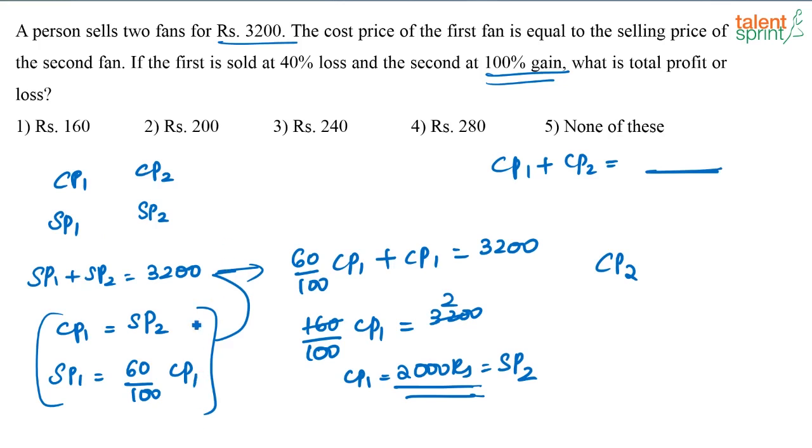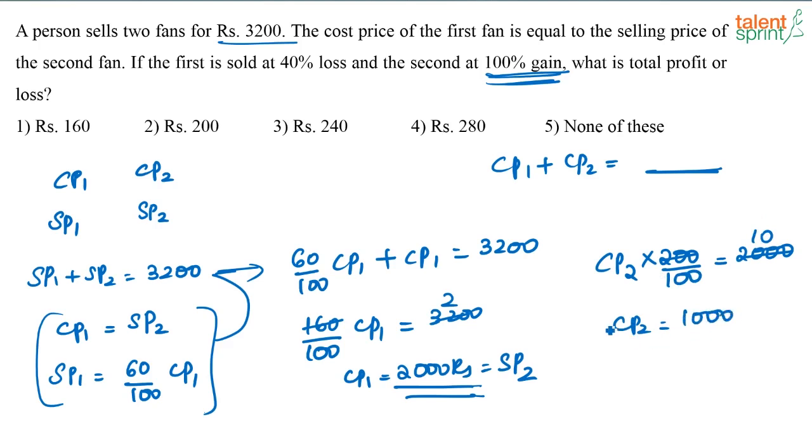Okay, so using these three lines, I have found out the cost price of the first fan, and this is equal to the selling price of the second fan. So how do I get the selling price of the second fan? The selling price of the second fan is nothing but the cost price into 200 by 100. Is that correct? See, the second fan is sold at 100% gain. So the cost price of the second fan into 200 by 100 is equal to 2,000. So what is the cost price of the second fan? It is nothing but 1,000.